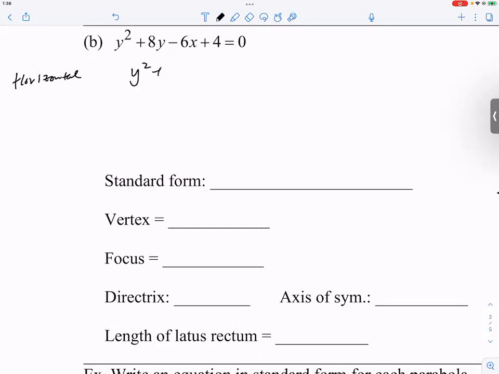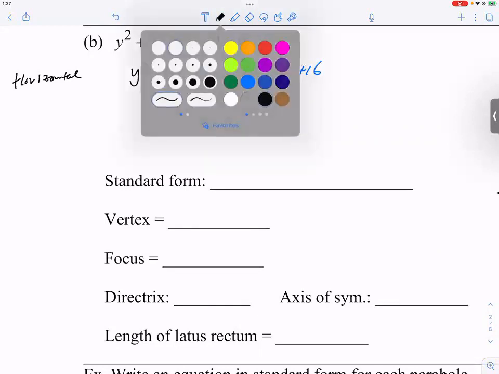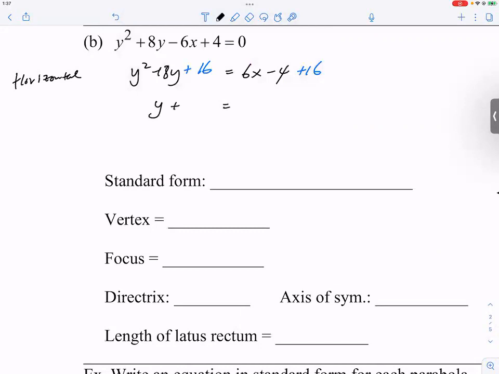So we have y squared plus 8y, and then we throw all the things to the other side. So 6x minus 4 on the right-hand side of the equation. We will complete the square, so we will add 16 on both sides. So we have (y + 4)² on the left. We have 6x plus 12 on the right. And you factor out the 6 on the right. So that would be your standard form equation.